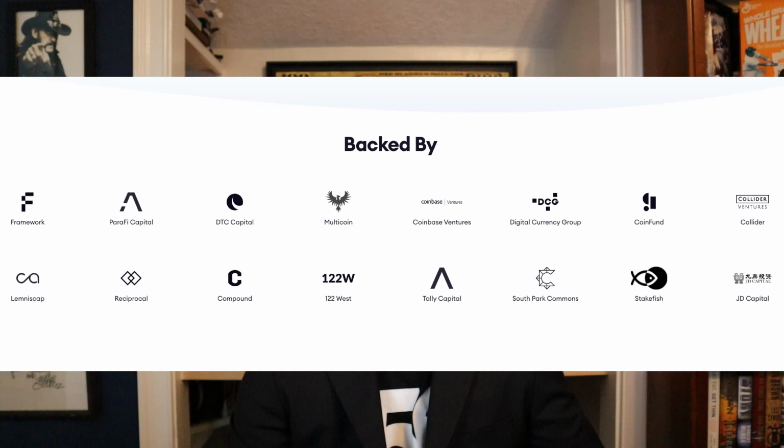Now, just some of the groups backing The Graph include the following. Obviously, Coinbase Ventures and Compound probably stand out the most in this list to me.